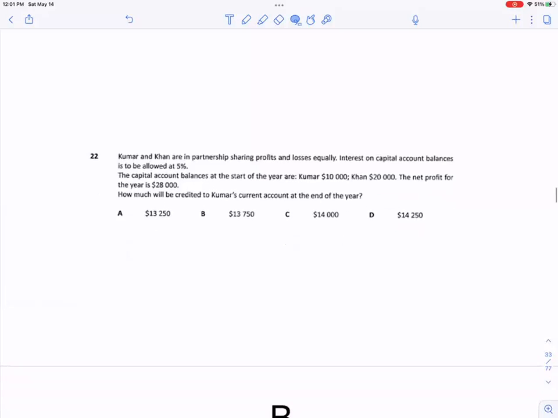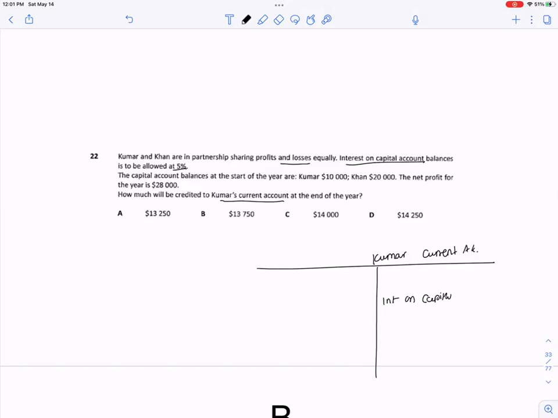Kumar and Khan are in partnership sharing profits and losses equally. They want Kumar's current account balance. Current account and capital account are different, okay? In current account, you can write only the balance of current account. So interest on capital is 5%. I'm giving interest on capital. Since they want only Kumar's, I understand it, miss.